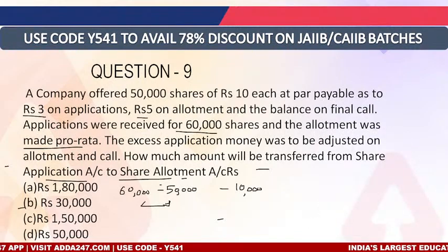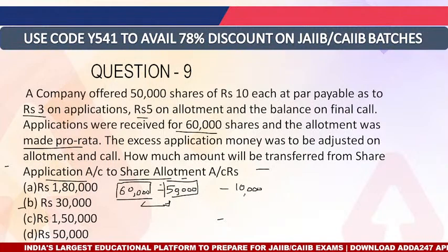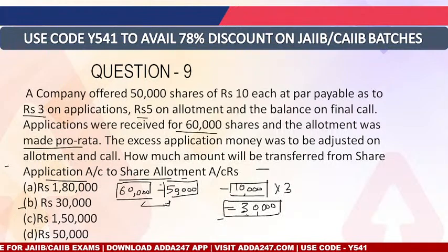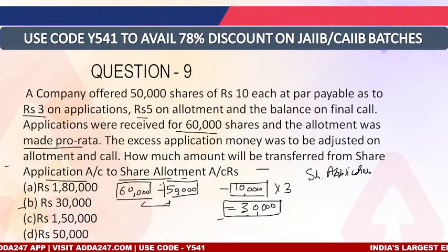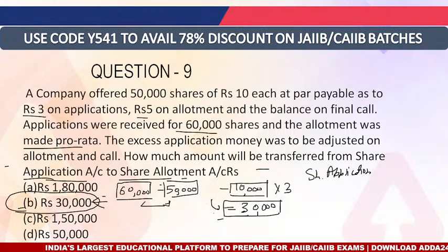Now I think it would be visible in a better way. Look at this. If we received applications for 60,000 shares and we can give them only 50,000 shares, that means people have paid more for around 10,000 shares. For those 10,000 shares, we have received 3 on application. That means we have received 30,000 rupees more at the time of share application. How much amount will be transferred from the share application to the share allotment? From the share application to the share allotment, how will we deal with that? Whatever money we have received in advance, this particular amount will be used in the area of share allotment.